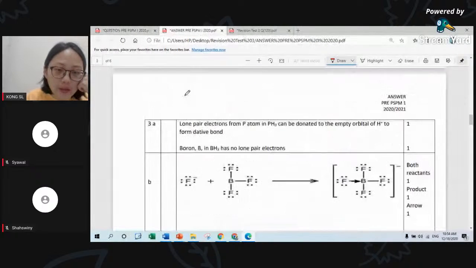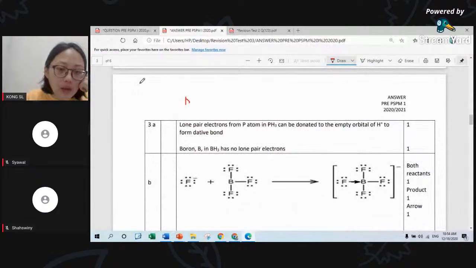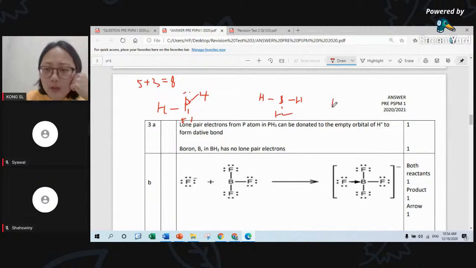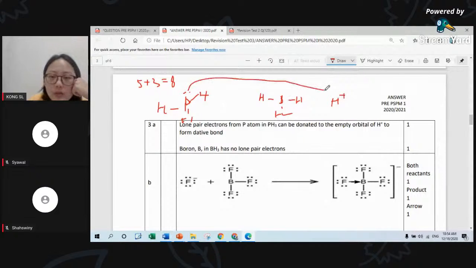Okay, this one I explained already during the class. Follow 5 plus 3, total equal to 8. I think you all watched my video already, so you know, I just skip. And then you get lone pair, hydrogen, hydrogen, hydrogen. But for boron, there is no lone pair. It's incomplete octet. There are only 6 valence electrons. How can it form dative bond with H plus? Because H plus also has no lone pair. That's why it cannot form. But this one, yes, can donate the lone pair to the H plus.